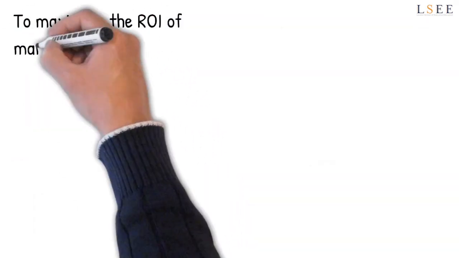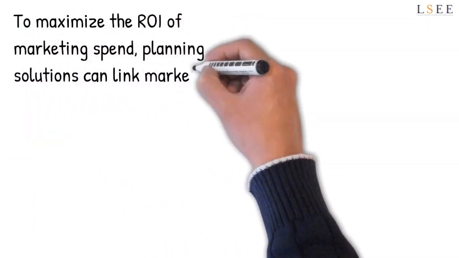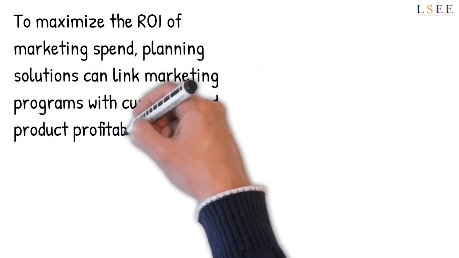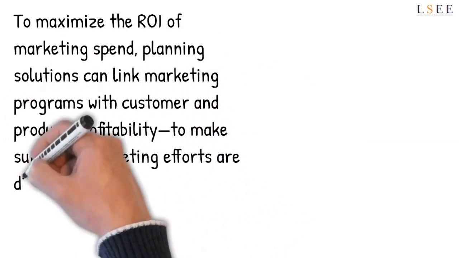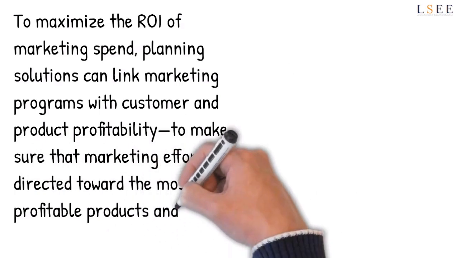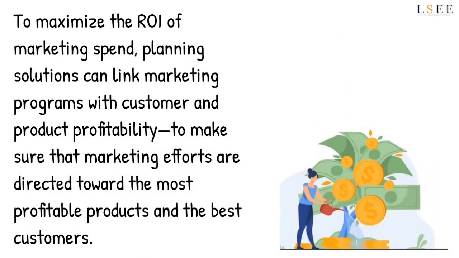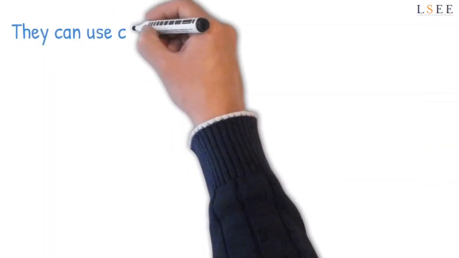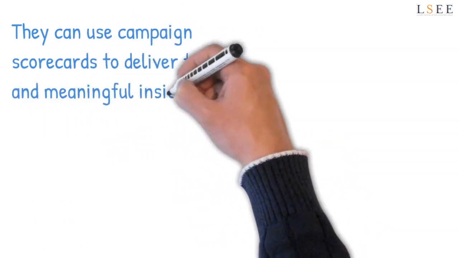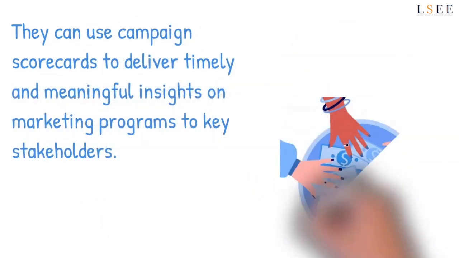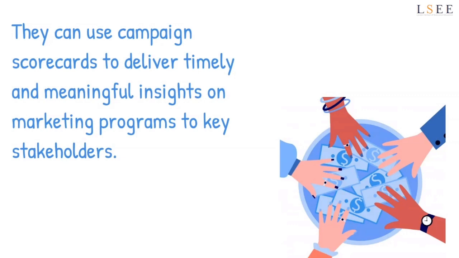To maximize the ROI of marketing spend, planning solutions can link marketing programs with customer and product profitability to make sure that marketing efforts are directed toward the most profitable products and the best customers. They can use campaign scorecards to deliver timely and meaningful insights on marketing programs to key stakeholders.